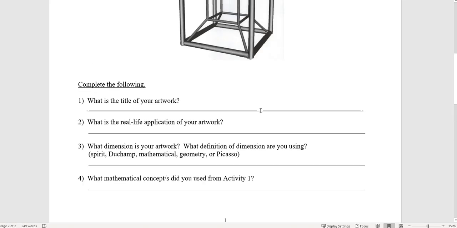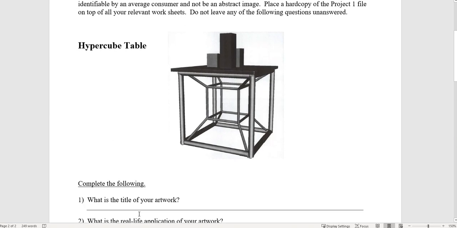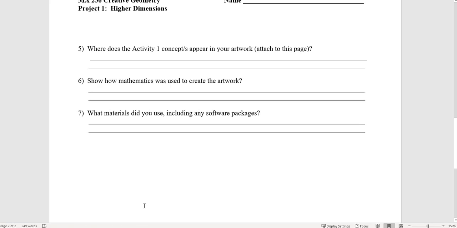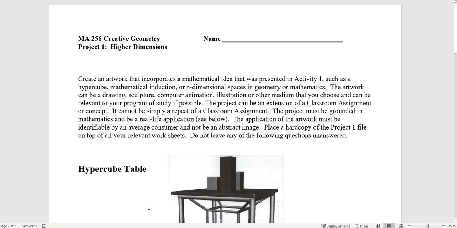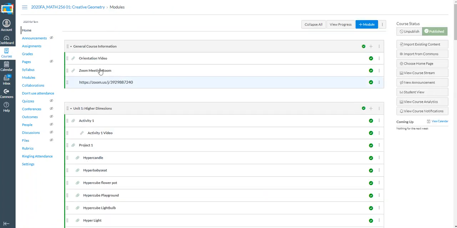So, if you used Illustrator or Photoshop or something, you would just put that in there. Those would be the questions that you would fill out in there. So remember that when you think about your project. I'm going to put this down for now and pull up the project.